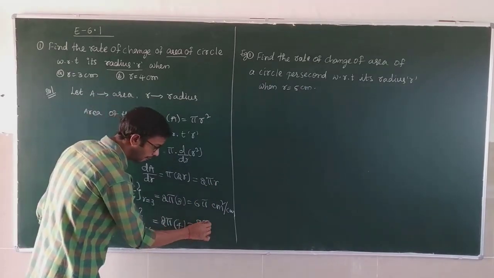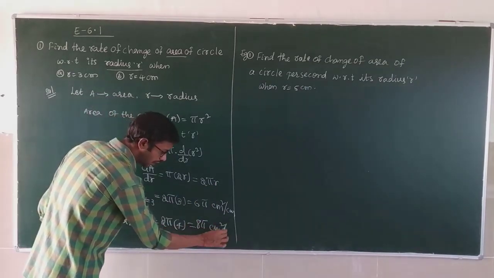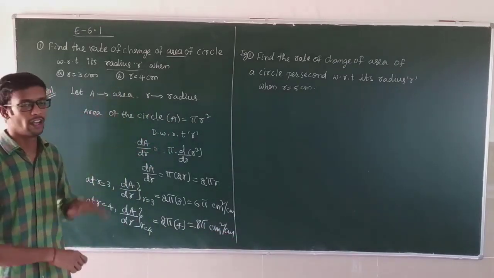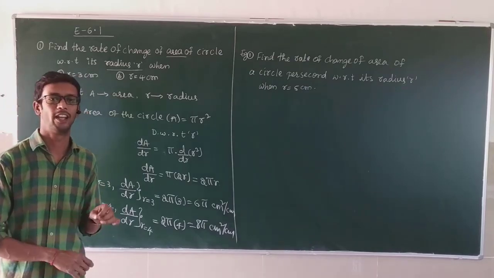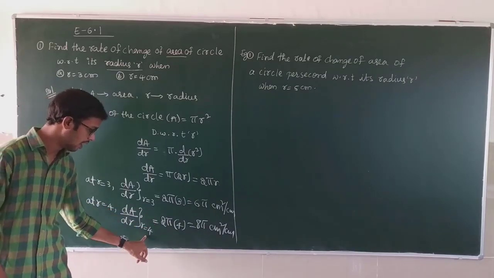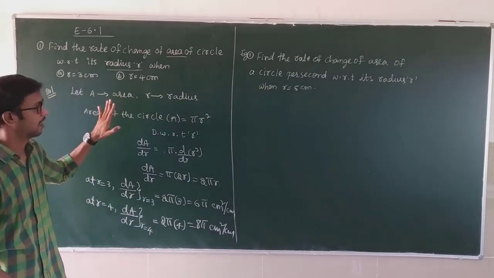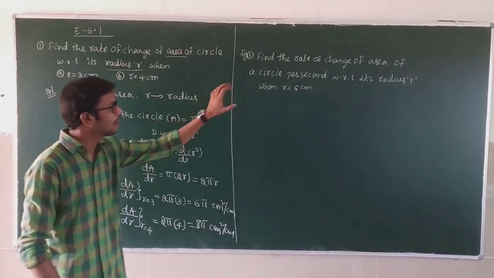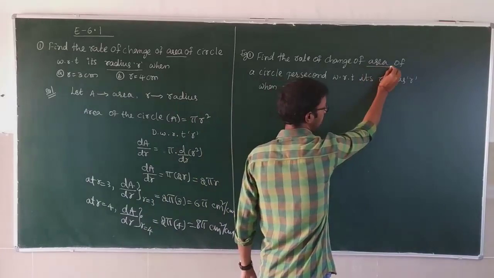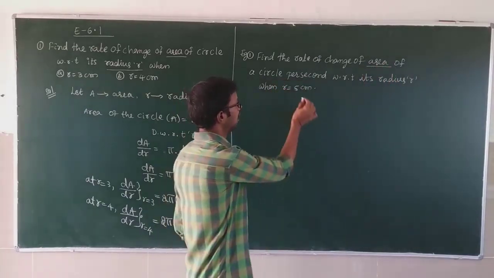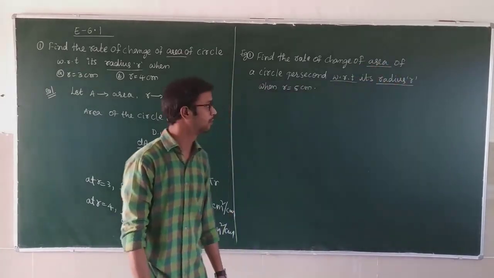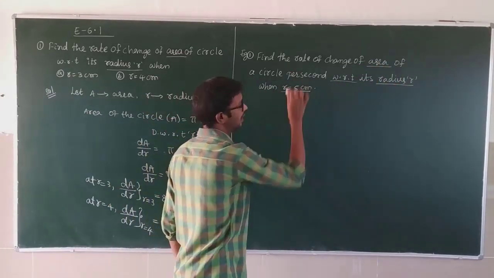8 pi centimeter square per centimeter. So this is the way of finding the rate of change of area of the circle with respect to radius at r is equal to 3, r is equal to 4. This is the exercise first problem. Example first problem you can see here. Find the rate of change of area of the circle per second with respect to radius r when r is equal to 5.